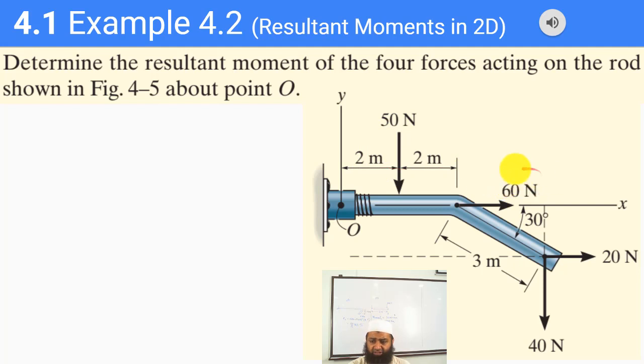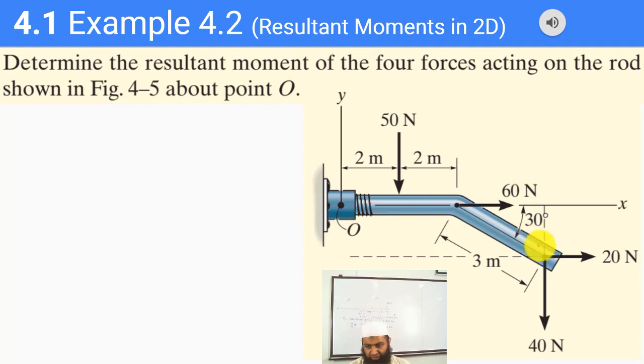Next we look at the second force, which is 60 Newton force, and this force actually has a perpendicular distance which is 0, because the line of action of the force is passing through the origin, or the point O where we are trying to find the moment. So this force has no moment around this point O.